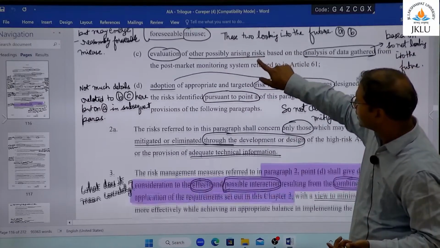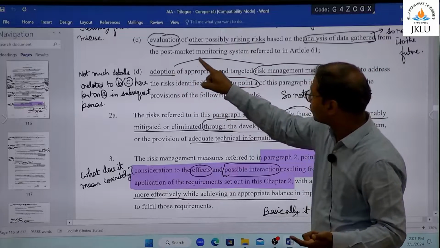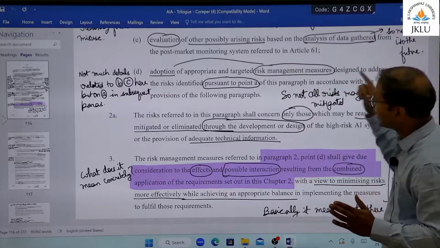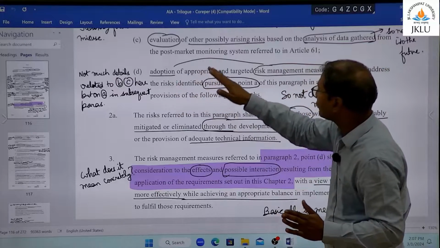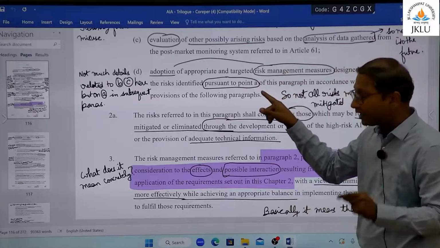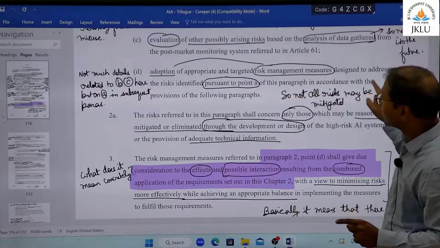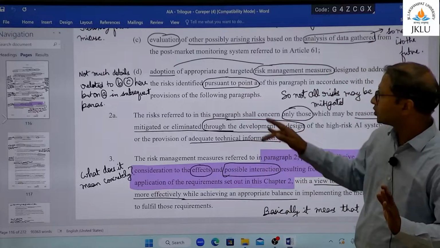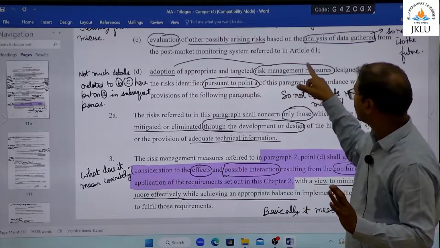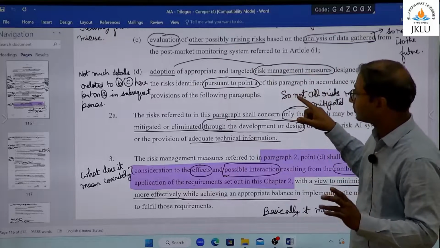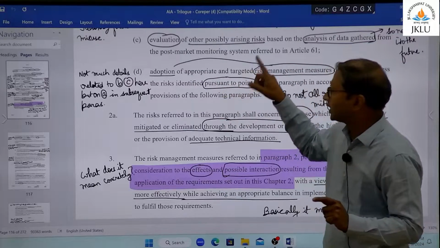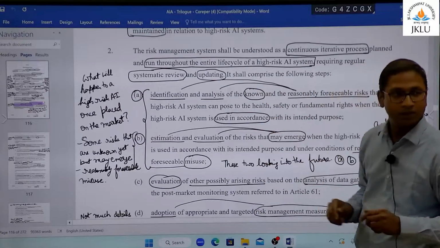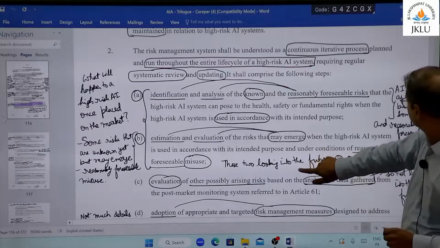You see, this paragraph clearly states adoption of appropriate and targeted risk management measures designed to address the risks identified pursuant to point A of this paragraph in accordance with the provisions of the following paragraphs. So you have to adopt the appropriate risk management measures pursuant to point A, and point A is just talking about known and reasonably foreseeable risk.